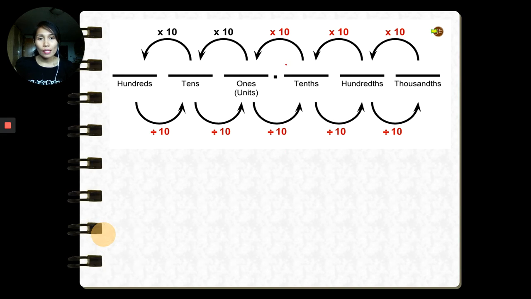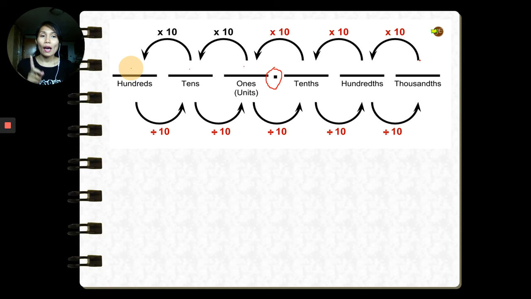You see here the decimal point, right? So that means all the numbers to the left is the whole number. The first number to the left is the ones place. The second is the tens place, and the third is the hundreds place. Now to the right, the first digit is the tenths, right? The second is hundredths, and the third is thousandths.